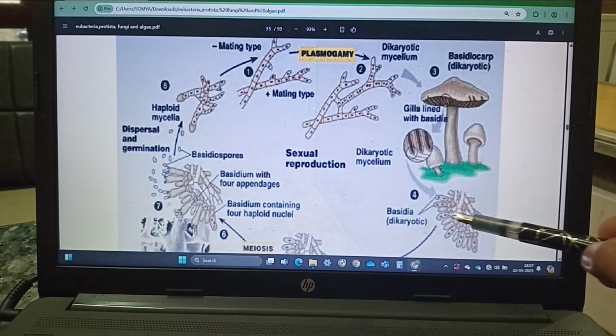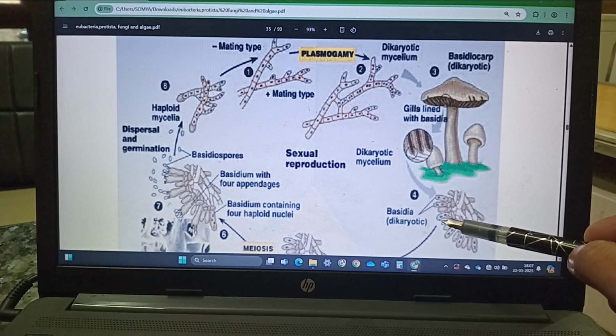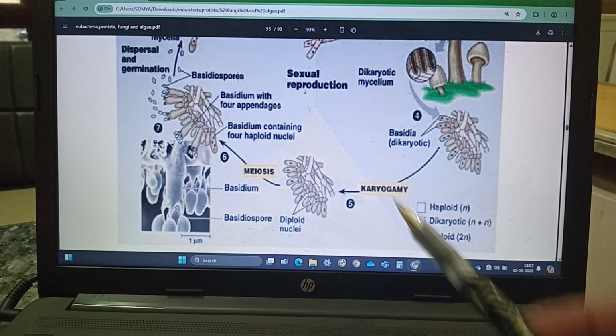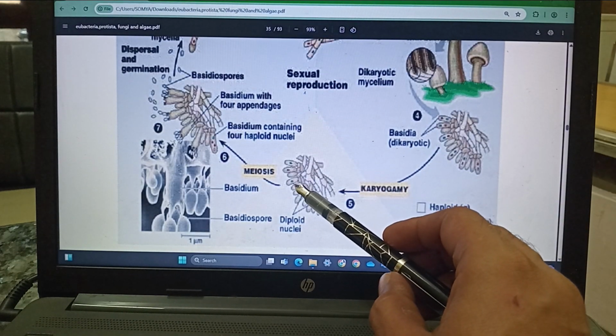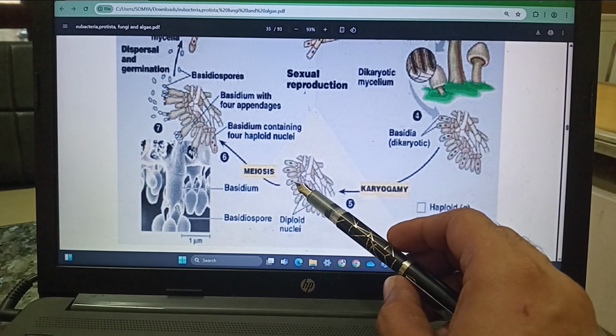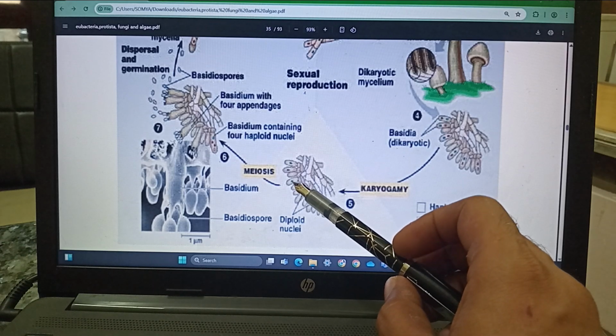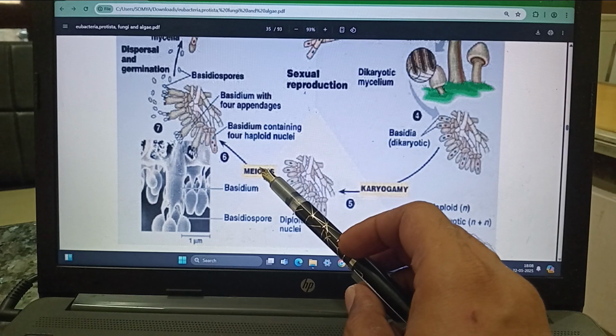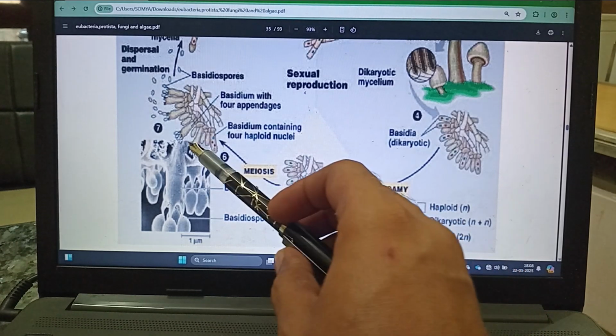Later, the parental nuclei fuse and the cells become diploid. So this is one nucleus which is diploid. Then the fungus forms the fruiting bodies in which meiosis occurs, reduction division occurs, resulting in haploid spores.